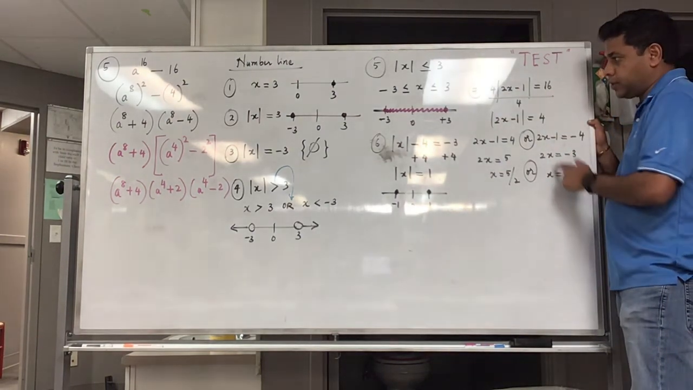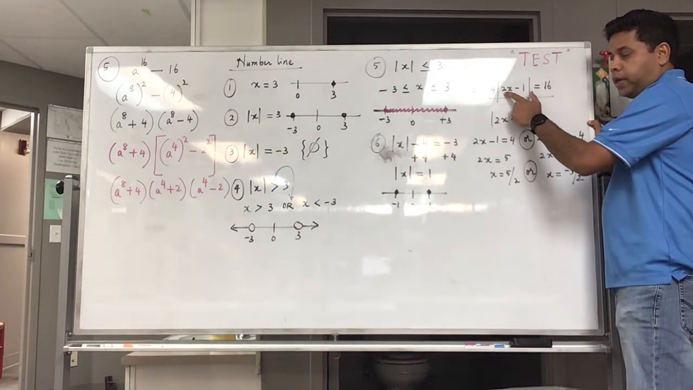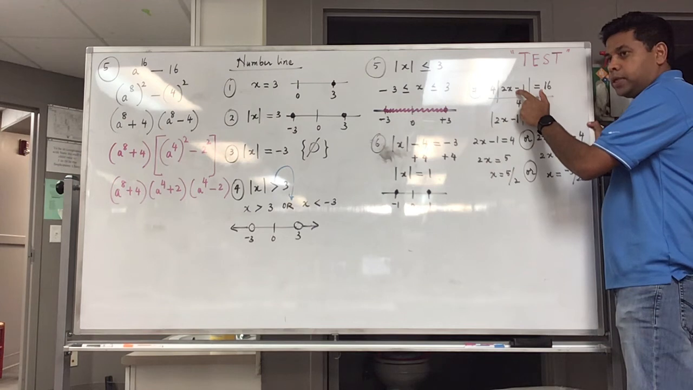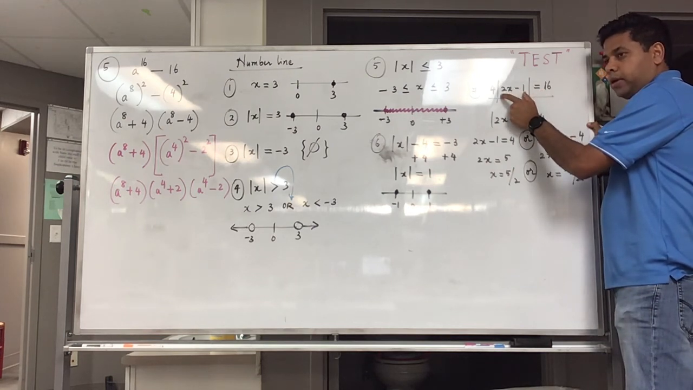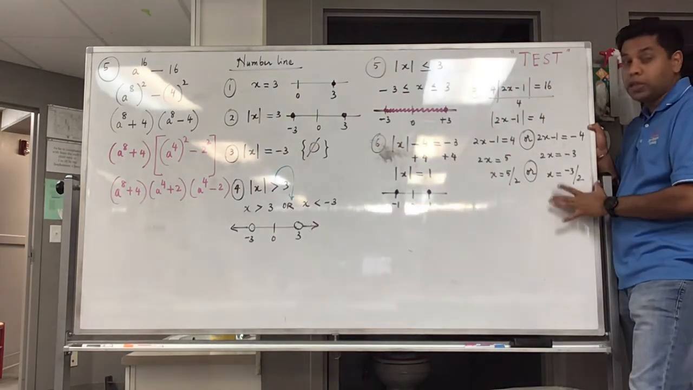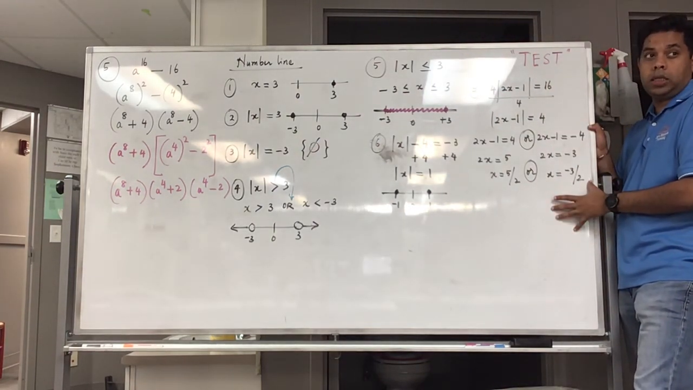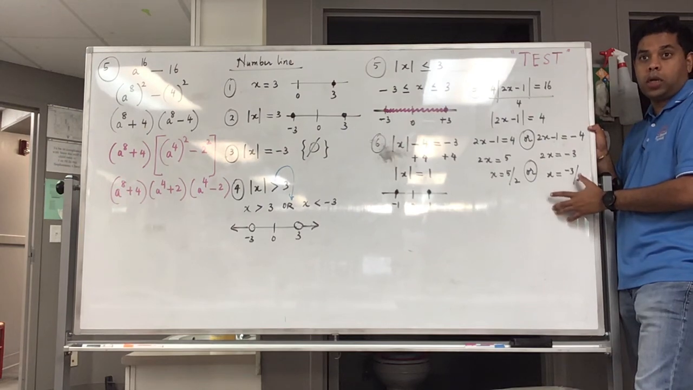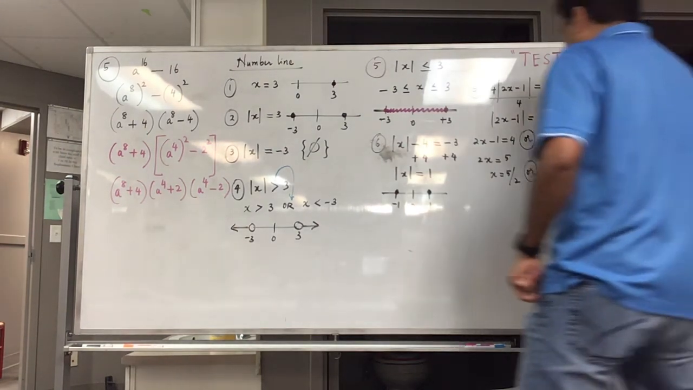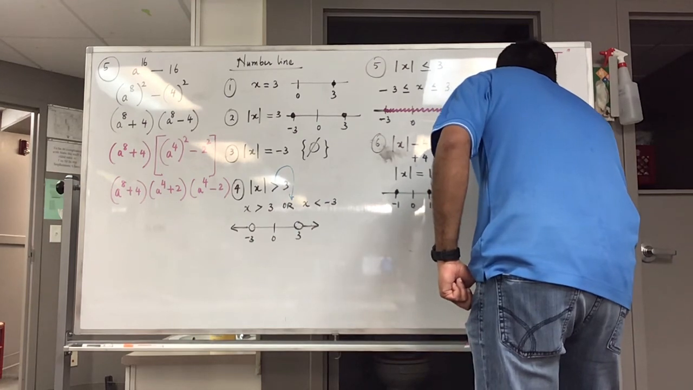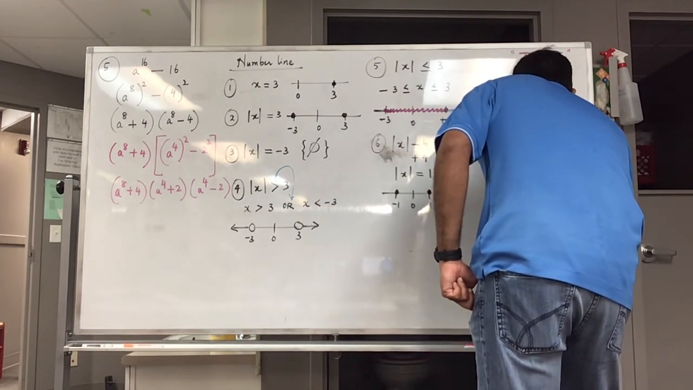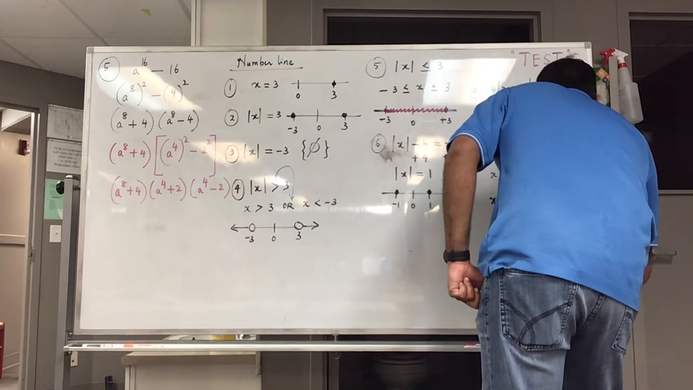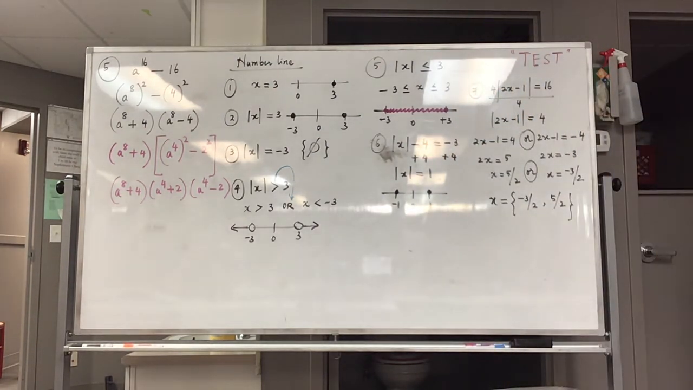Same with negative 3 halves. So 2 times negative 3 halves is negative 3. Negative 3 minus 1 is negative 4. Absolute of negative 4 is 4. 4 times 4 is 16. So both these solutions work. That's something you need to be very cognizant of when you write these things. Make sense?